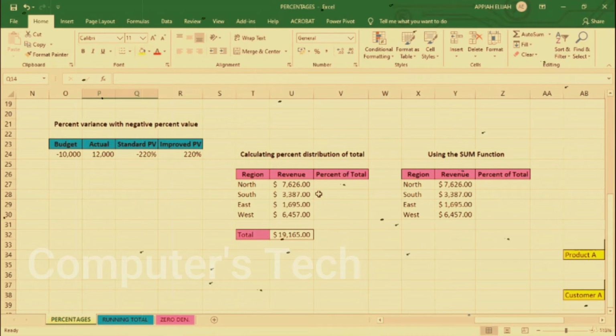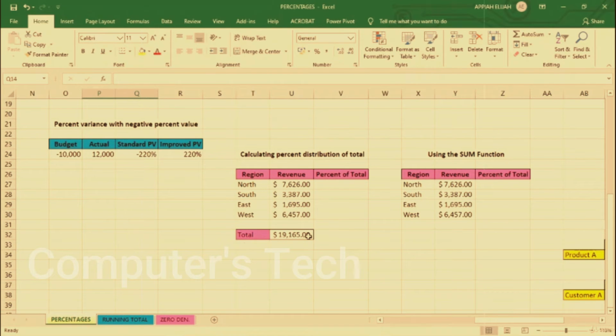Now, the percent distribution is a measure of how a metric such as total revenue is distributed among the component parts that make up the total. Okay, so let us go to the worksheet again, like we have here, and look here. We have depicted total revenue of the regions, and we are going to calculate percent of the total.